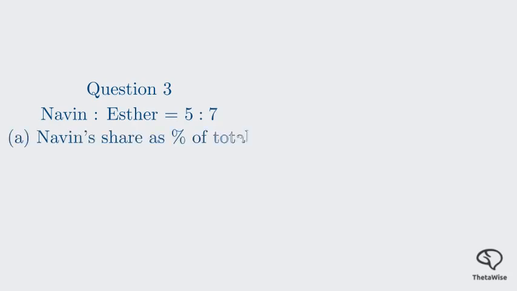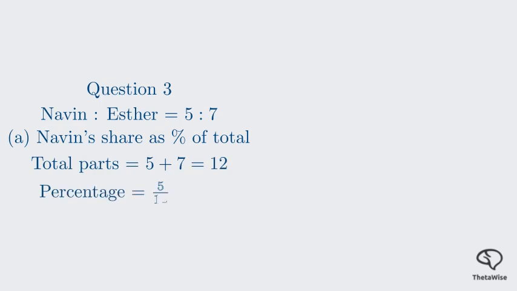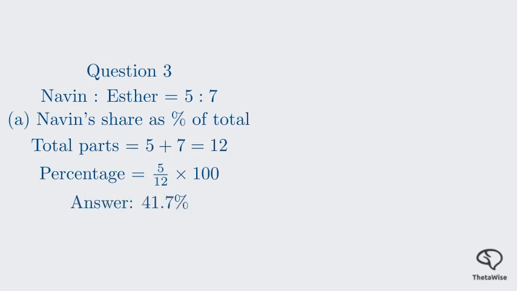Now, let's look at question 3, which involves ratios and percentages. We are told Naveen and Esther share money in the ratio 5:7. For part A, we need to find Naveen's share as a percentage of the total money. First, find the total number of parts in the ratio. Naveen has 5 parts out of 12. To turn this into a percentage, we multiply by 100. Using your calculator, this gives 41.666 recurring. Rounding to 3 significant figures, we get 41.7%.